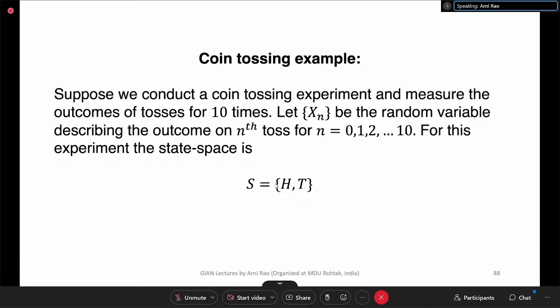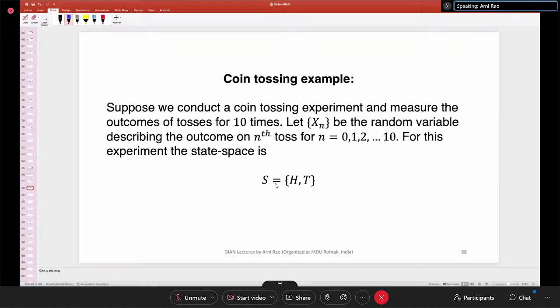Someone asking a question: n should be starting from 1, I think, not from 0. It is our choice. You can make the first toss x0, the initial value. If it starts from 0, then the last value will be 9. Yeah, if you start from here, you can put 9, that's not a problem. You can put it as 0, or remove 0 and put 1 to 10 or 1 to 9. Not a problem. Thank you.